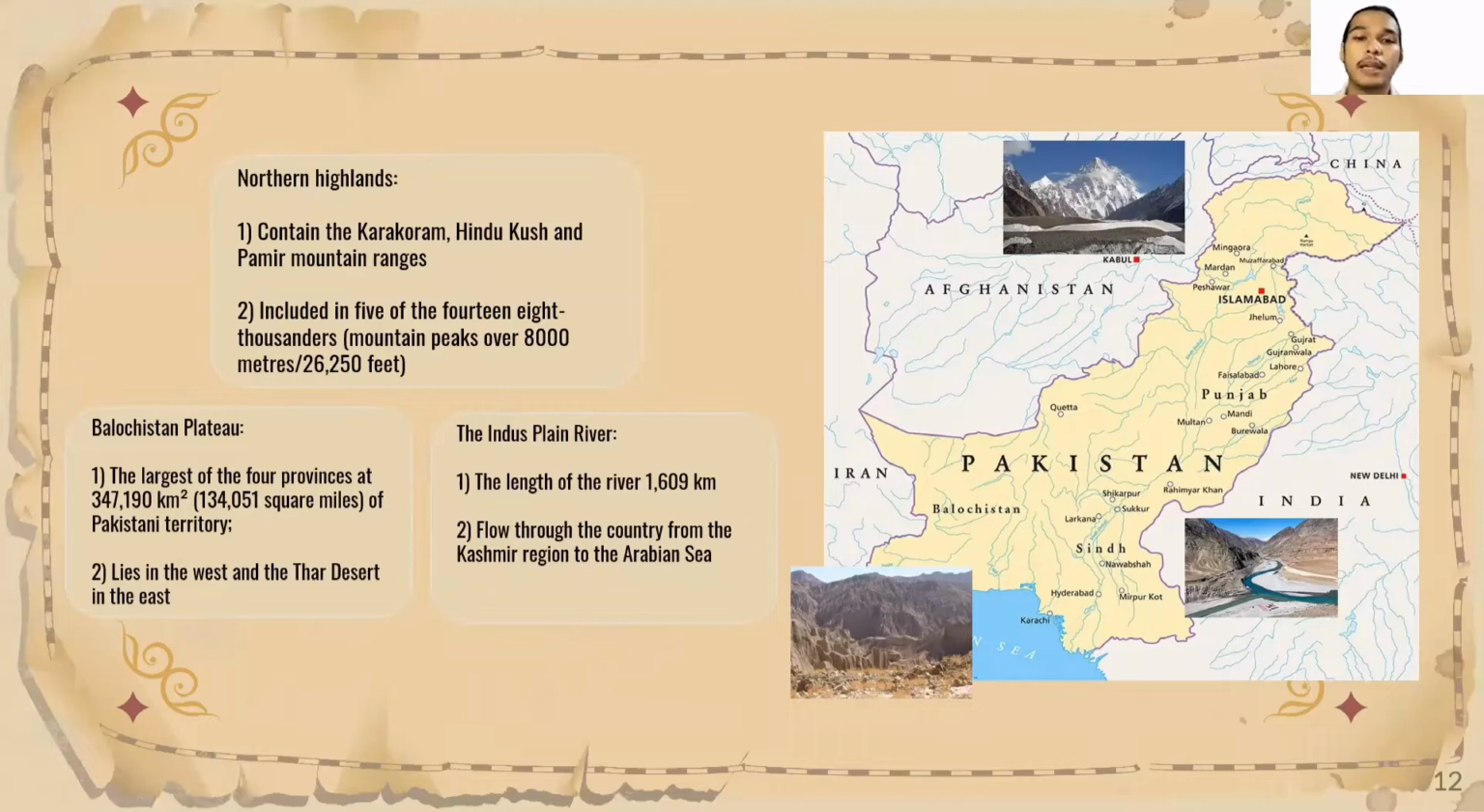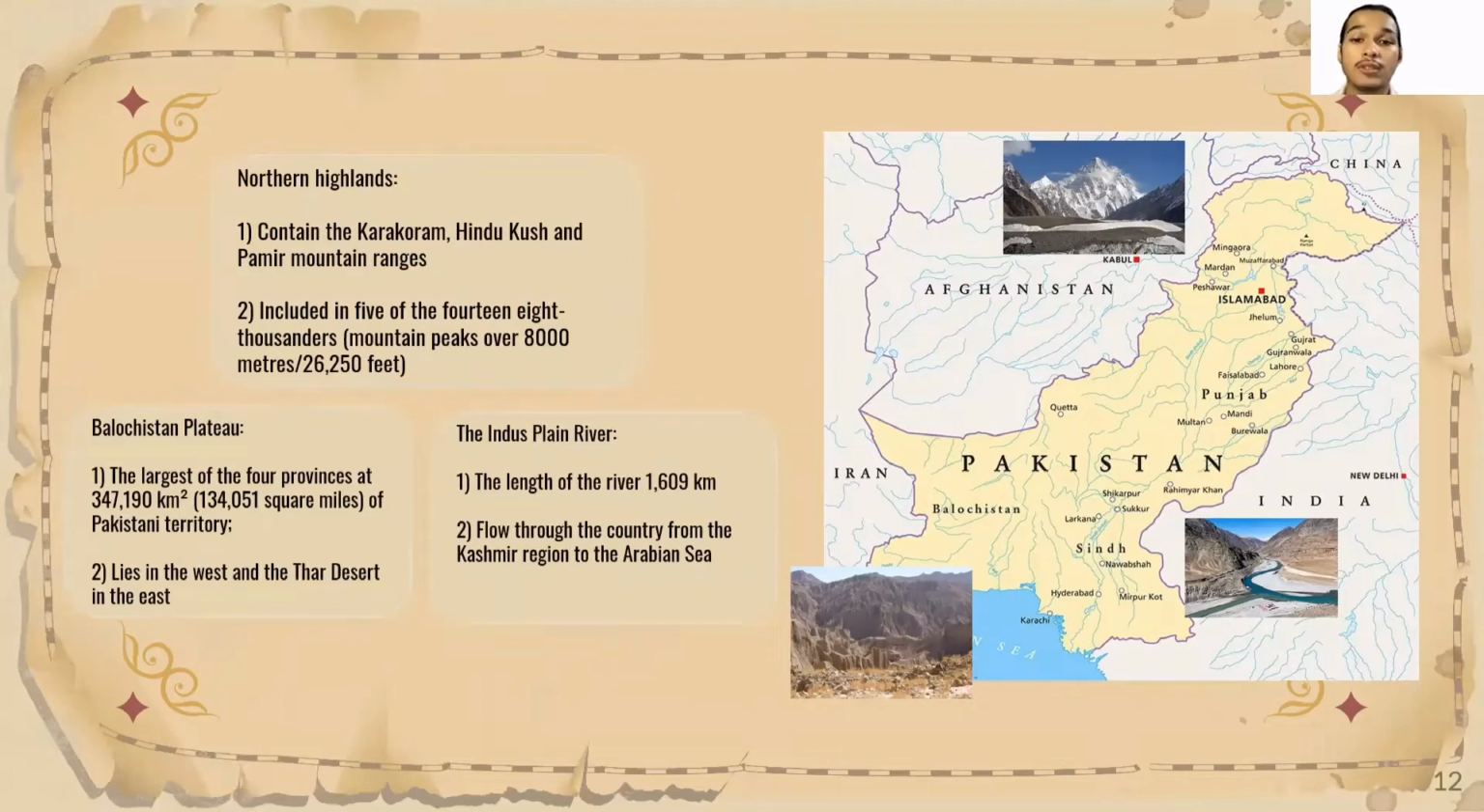The Balochistan Plateau is the largest of the 4 provinces at 347,190 square kilometers of Pakistani territory, which lies in the west, and the Thar Desert in the east. The population density is very low due to the mountainous terrain and scarcity of water.